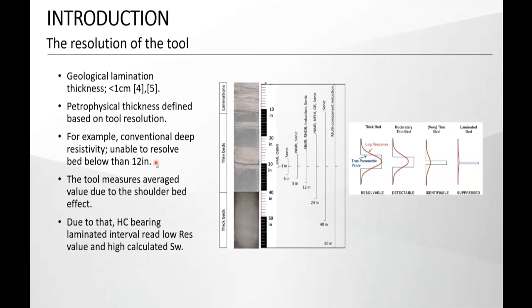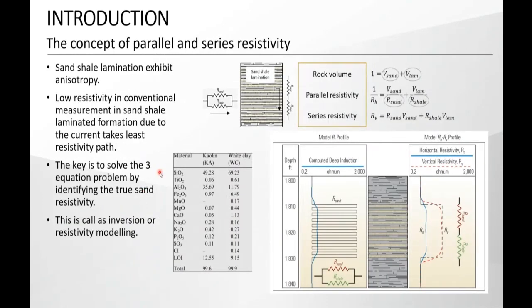It will tend to average the value, and because of that, the hydrocarbon bearing limited interval with low resistivity value gives us high calculated distortion, and that makes us miss this interval. To resolve this challenge, the concept of parallel and series resistivity has been introduced. So we have these three equations, and by resolving the true sand resistivity through inversion technique, we can get our true water saturation, because we have true sand resistivity.